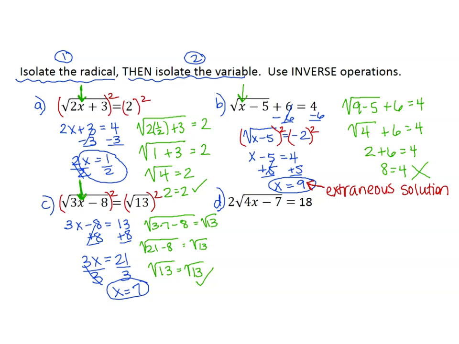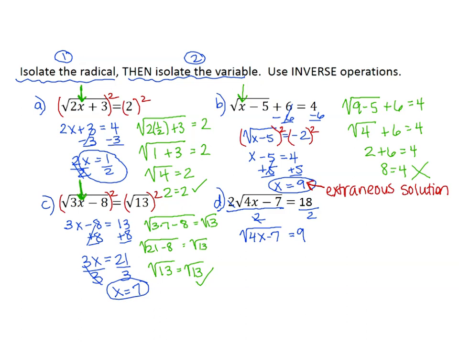All right, we've got one more. We'll call this part D. And this time our radical is being multiplied by 2. So we have to isolate the radical. We have to do the inverse of multiplying by 2, which would be to divide by 2. We have to do that on both sides. When we do that, we'll be left with our radical, and we have done the job of isolating it. On the right side, we'll have 9.